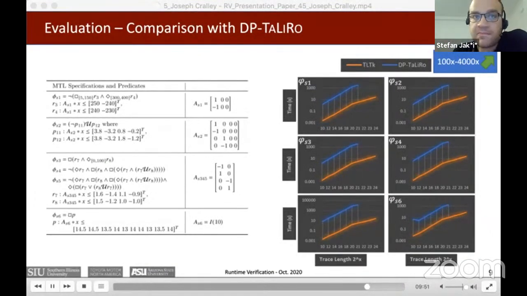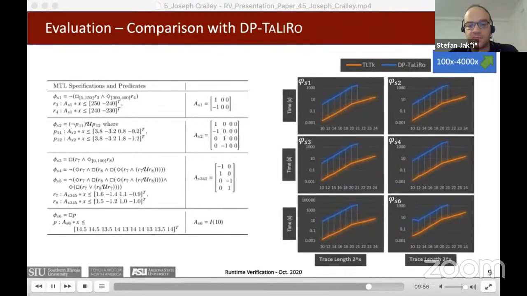In our comparison with dptalero, we utilize specifications from benchmark problems, in which we look at increasingly large sizes of formulas and predicate representations. Again, we will look at a signal with 2 to the 10th, or 1024, time steps. TLTK performs the operation in 0.0023 seconds, and it takes dptalero 1.58 seconds. This puts TLTK 686 times faster than dptalero in this example.